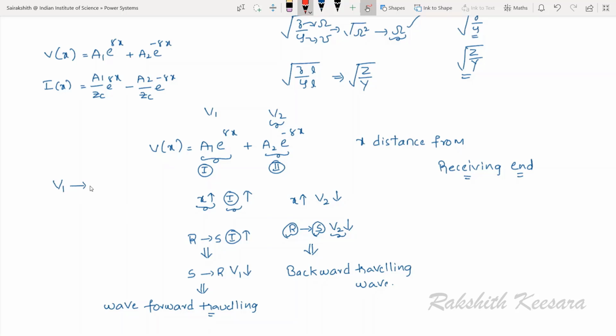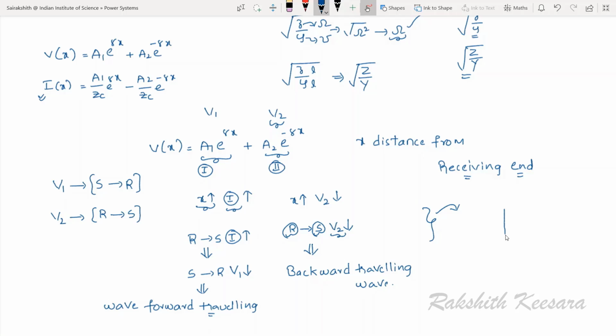V1 travels from sending end to receiving end, while V2 is the wave that is traveling from receiving end to sending end, and the same thing is happening with the currents also. So from this observation, I am introducing you to the concept of wave traveling.